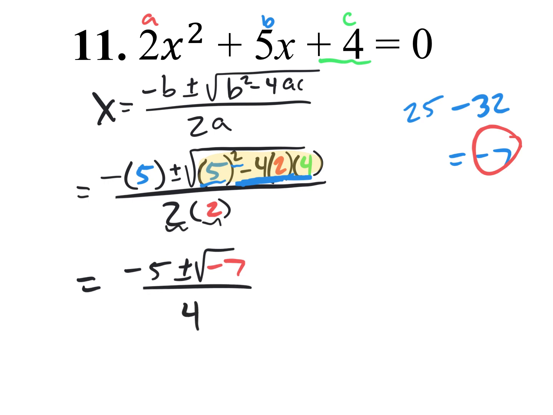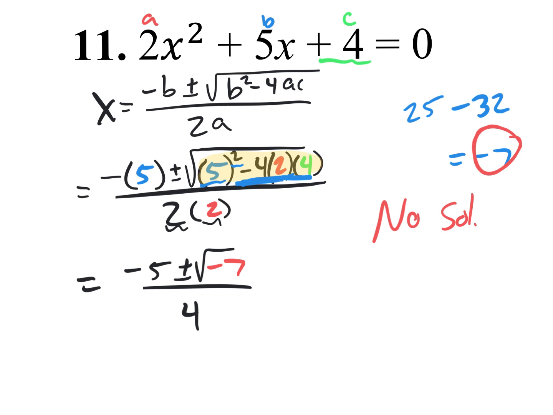Now, at this point, in Algebra 1, we know that the square root of a negative doesn't work, right? If you try to do square root of a negative on the calculator, it'll say error. That's because it's imaginary. So at this point in Algebra 1, you could say no solution, right? There is no real answer. This parabola will not cross the x-axis.